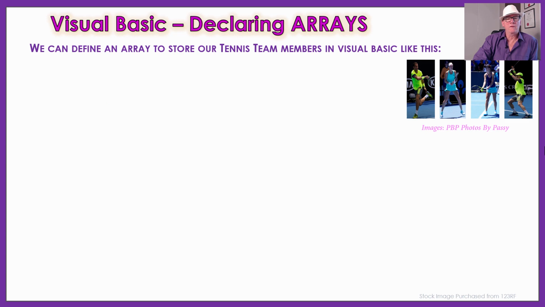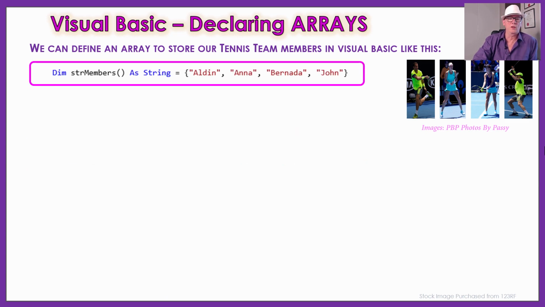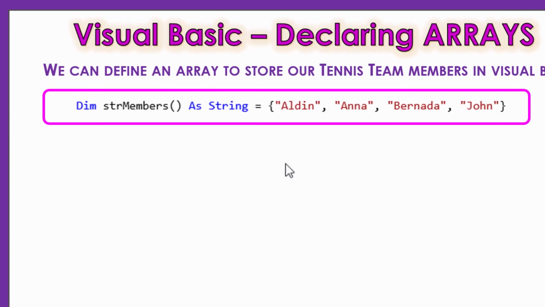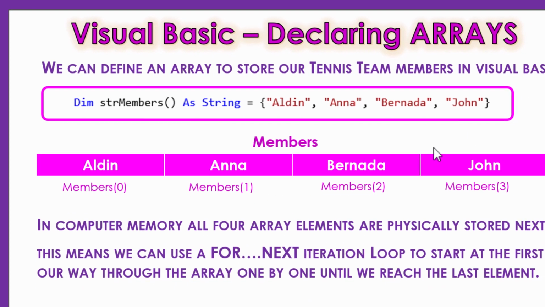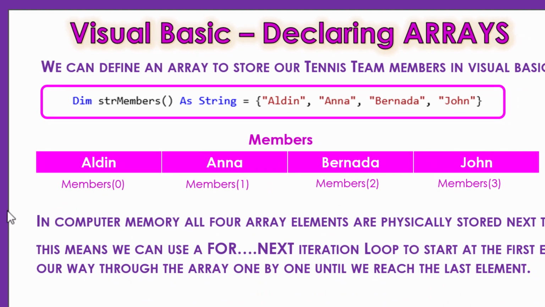So we can define an array to store our tennis team members, because remember we've got 4 people here and want to store their names. So we're just going to have dim str members. We're going to go for the horizontal method, just brackets, and we'll have Alden in quotes, Anna, Bernarda, and John. Okay, so that's going to set it up in computer memory, in this big slab of memory where they're all right next to each other, which makes the maximum processing efficiency, especially if you're trying to put like 100 people into the array. Dimension it a lot bigger than it is.